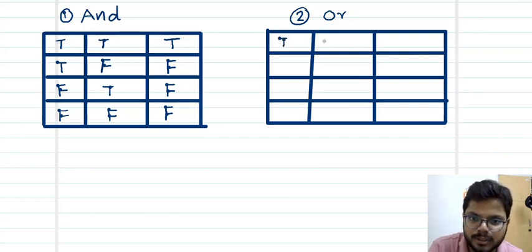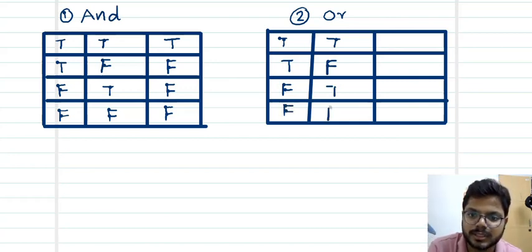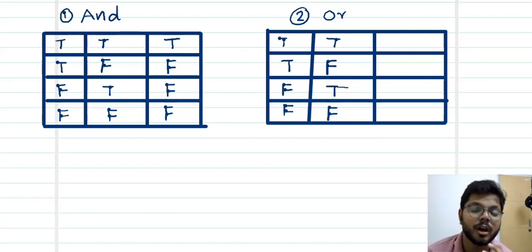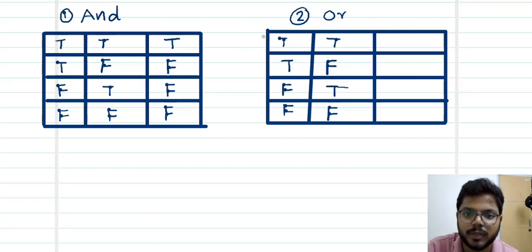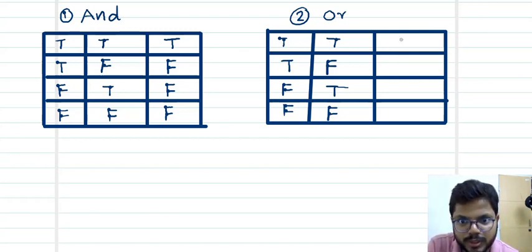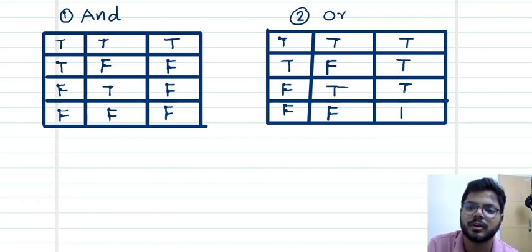The same permutation and combination we will apply: first true, second true; first true, but second is false; first is false, but second is true; first is false, and second is also false. Now for the OR operation, if even one true exists, it will be true. We can see here the combination true, true. Yes, one true is there, so it is true. Is there one true here? Yes, so it is true. Is there one true here? Yes, so it is true. Is there any true here? No, so it is false. This is the OR operation.